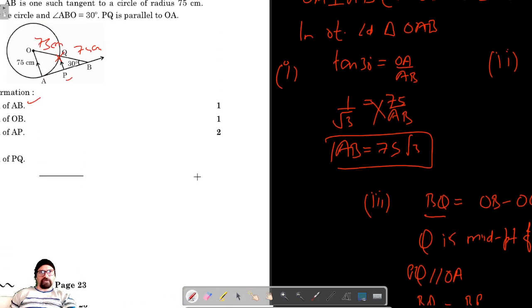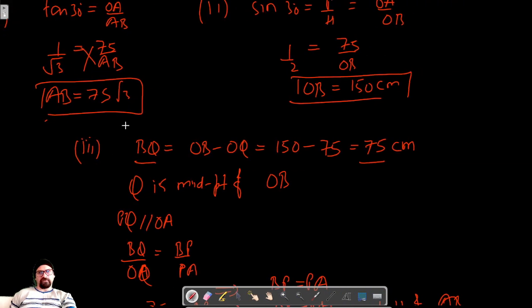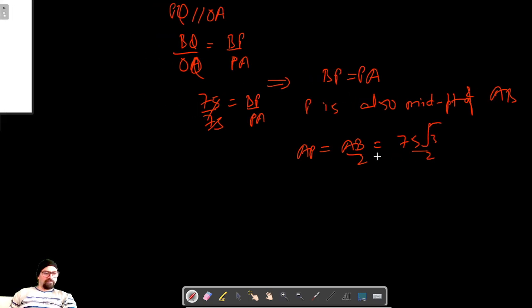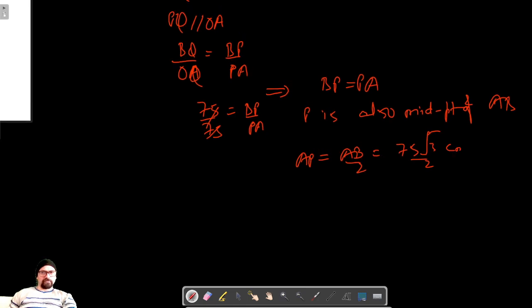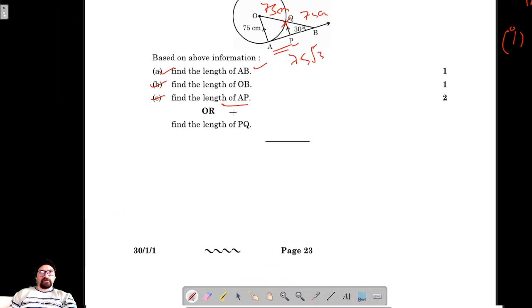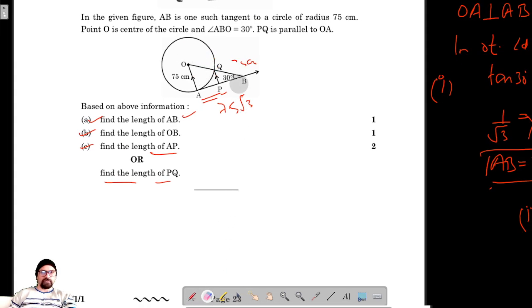If P is the midpoint of AB and we know the length of AB is 75 root 3, we have to find AP. If P is the midpoint, then AP is equal to half of AB. So AP is equal to 75 root 3 by 2 centimeter. So we have solved AP. Now we have to find the length of PQ.